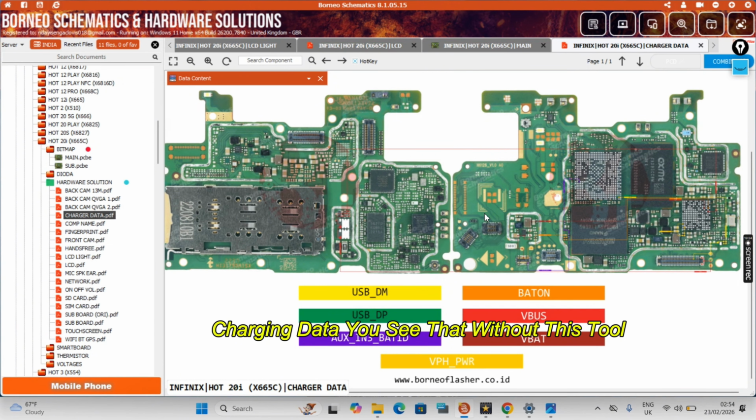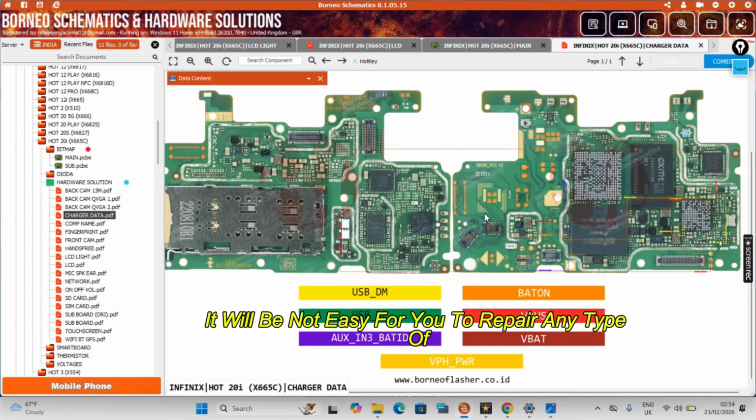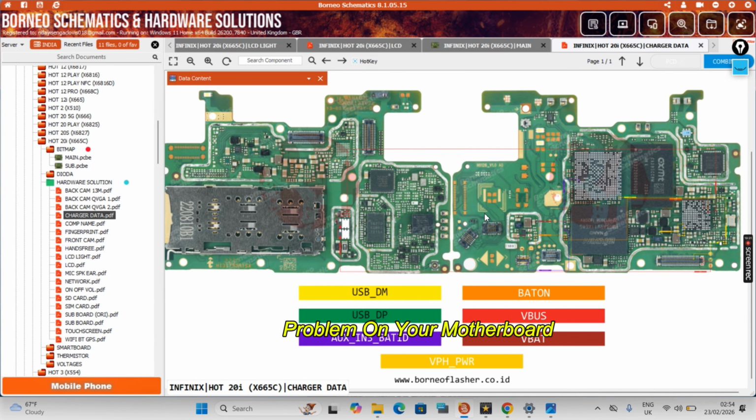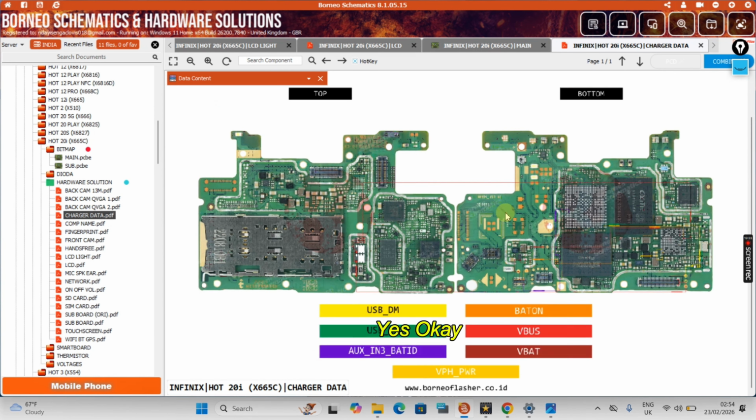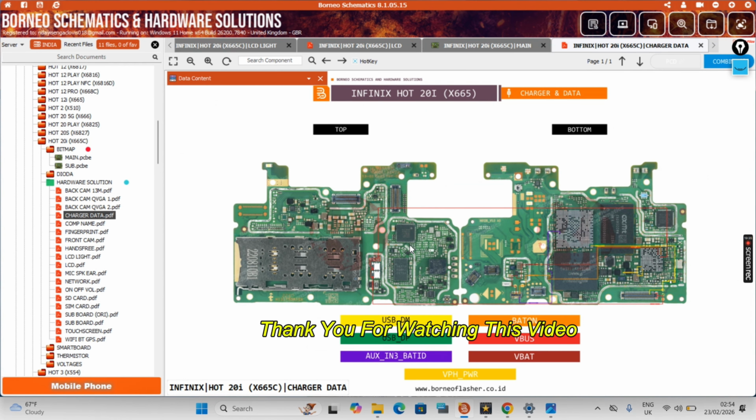You see that without this tool, it will not be easy for you to repair any type of problem on your motherboard.